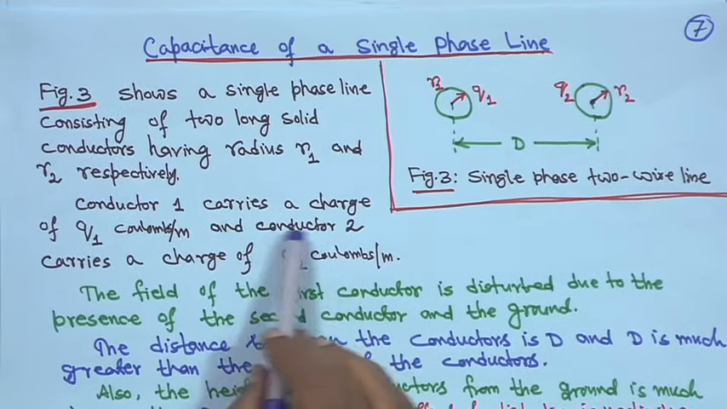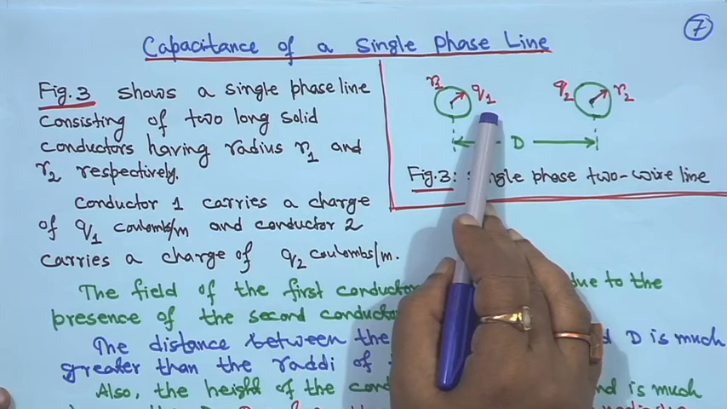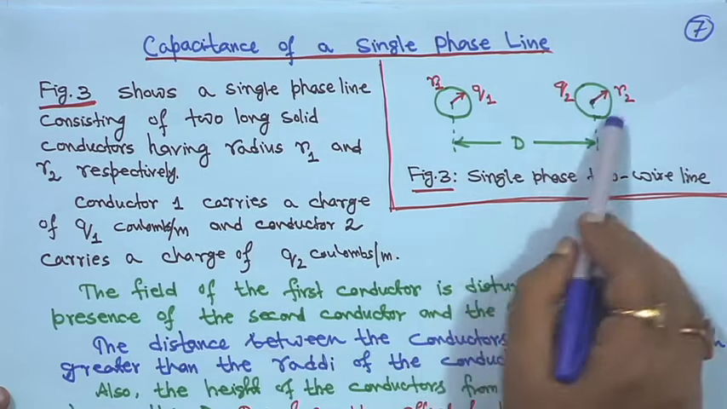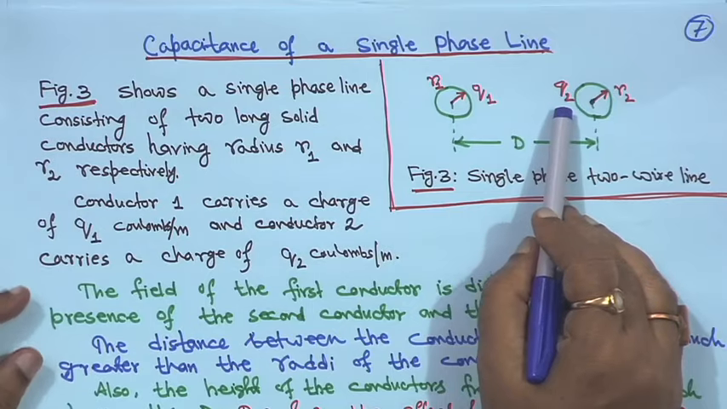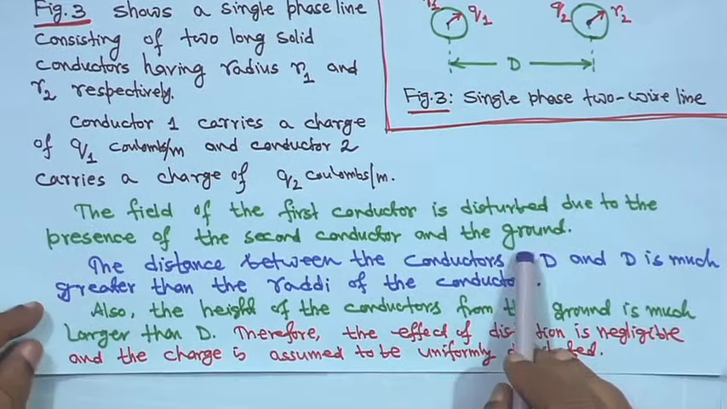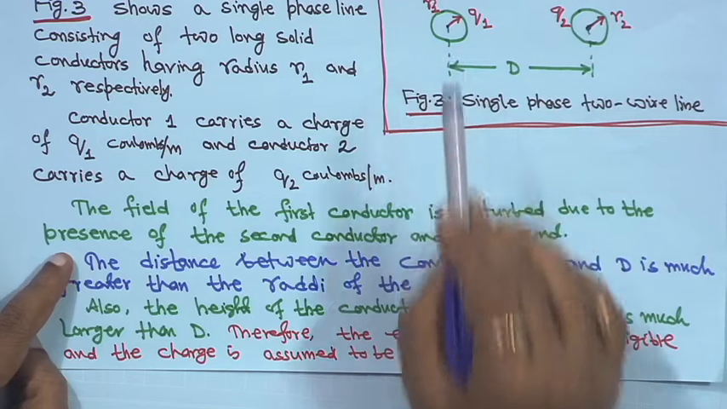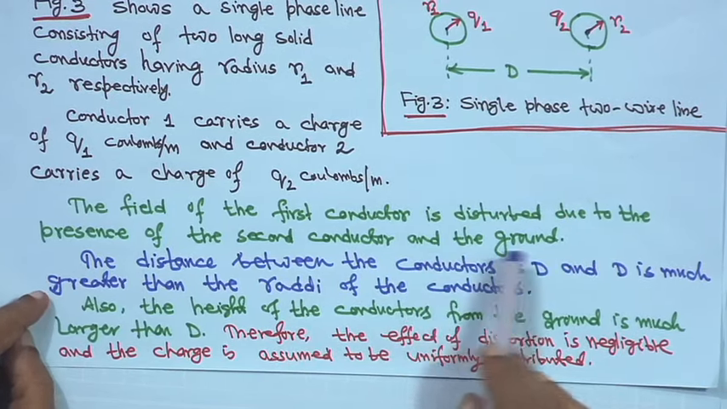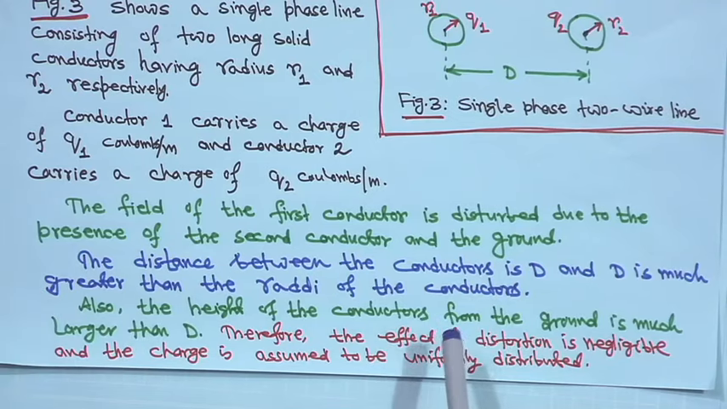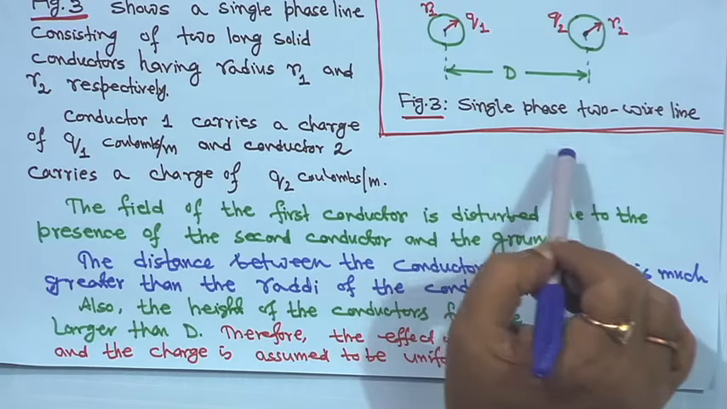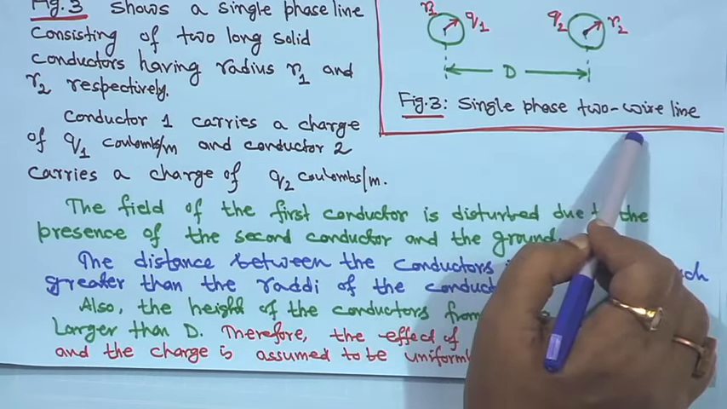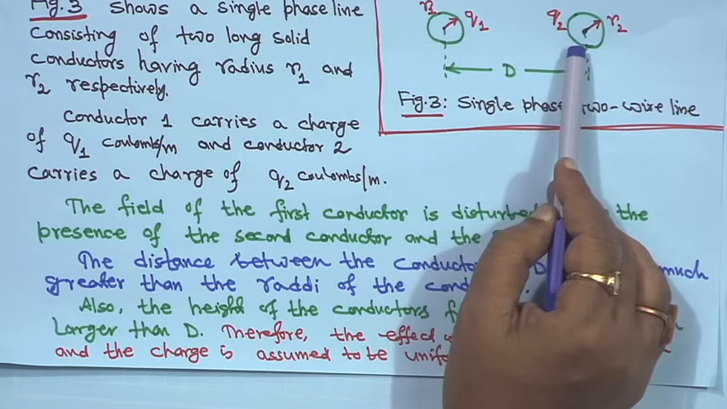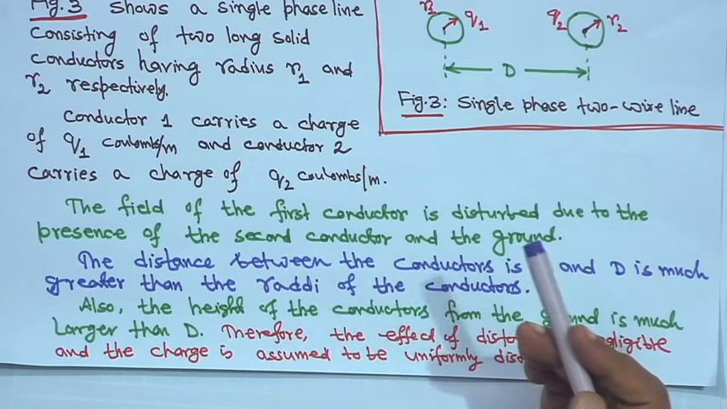Conductor 1 carries a charge of Q1 coulombs per meter, and conductor 2 carries a charge of Q2 coulombs per meter. The field of the first conductor is disturbed due to the presence of the second conductor and the ground. Since we are considering a single phase 2 wire line, naturally the field of this one will be disturbed by the other one as well as by the ground. Ground we will see later.